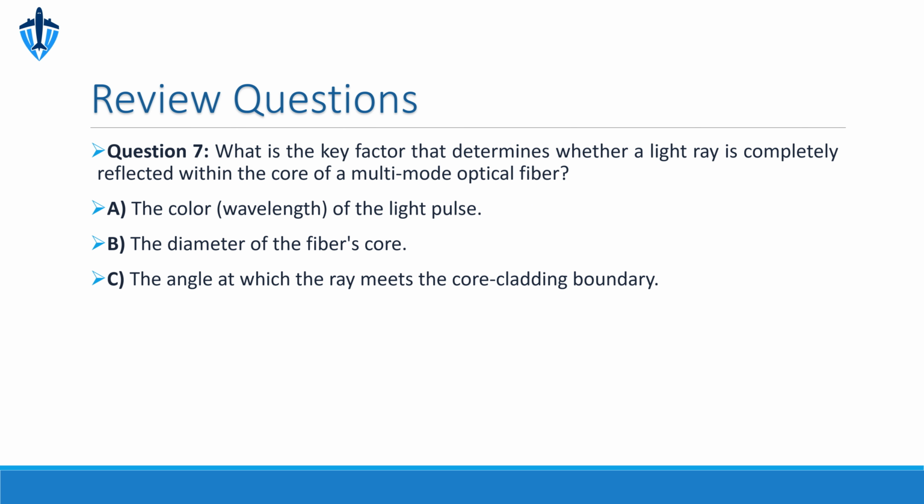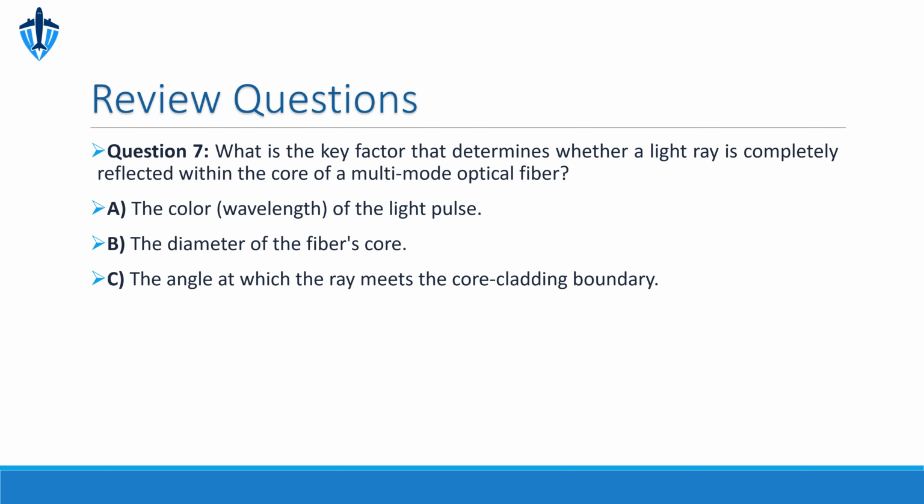Question 7. What is the key factor that determines whether a light ray is completely reflected within the core of a multi-mode optical fiber? A. The color, wavelength, of the light pulse. B. The diameter of the fiber's core. C. The angle at which the ray meets the core cladding boundary.